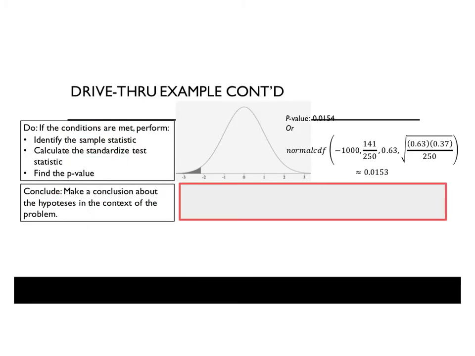Remember, we like to draw a picture next, and there are a couple of pieces missing in our picture. Remember, it's a good idea to mark the mean and the standard deviation: 0.63, comma, the square root of 0.63 times 0.37, all over 250. And it's also a good idea to mark our 141 over 250.